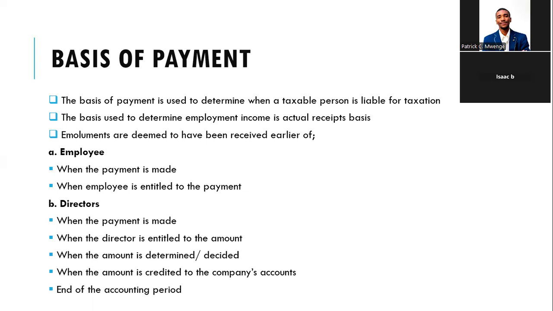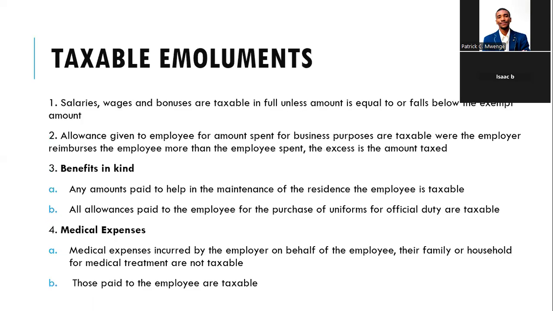So the earlier of whichever comes first amongst these four: when the payment is made, when the director is entitled to the amount, when the amount is determined or decided, when the amount is credited to the company's accounts, and the end of the accounting period. For an employee, it's when the payment is made or when the employee is entitled to that particular payment.